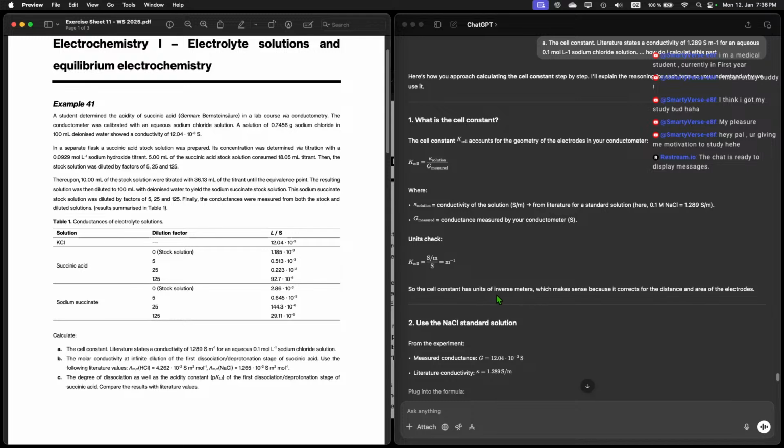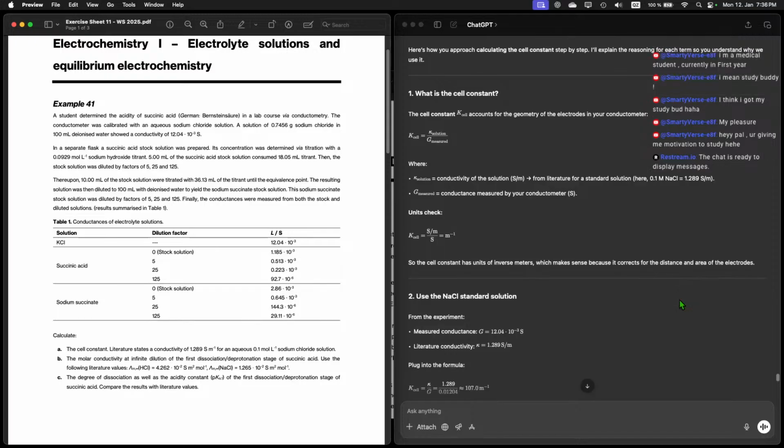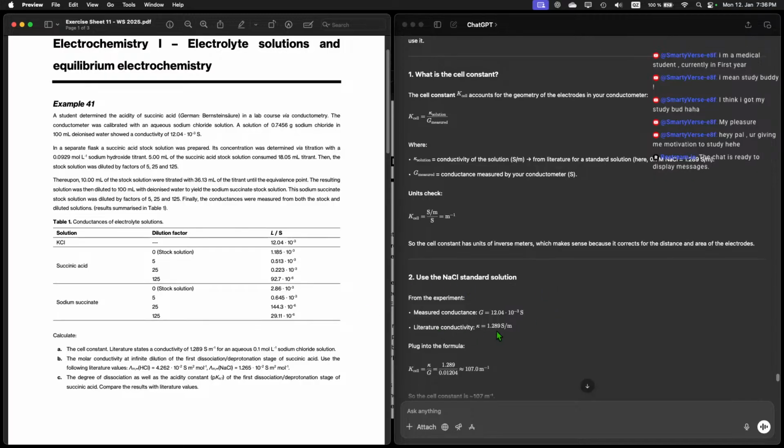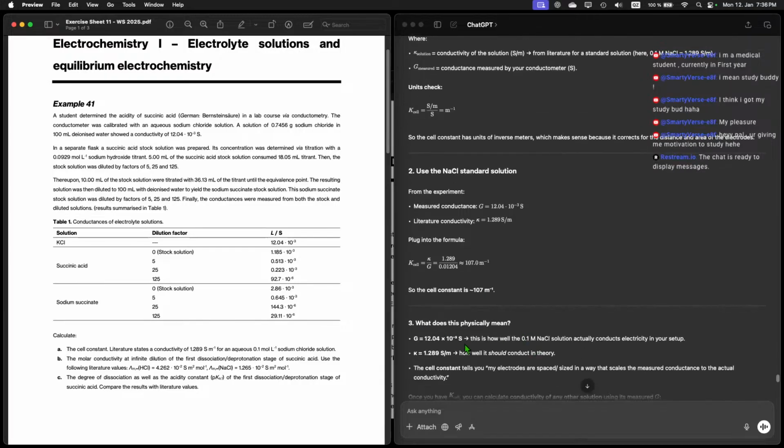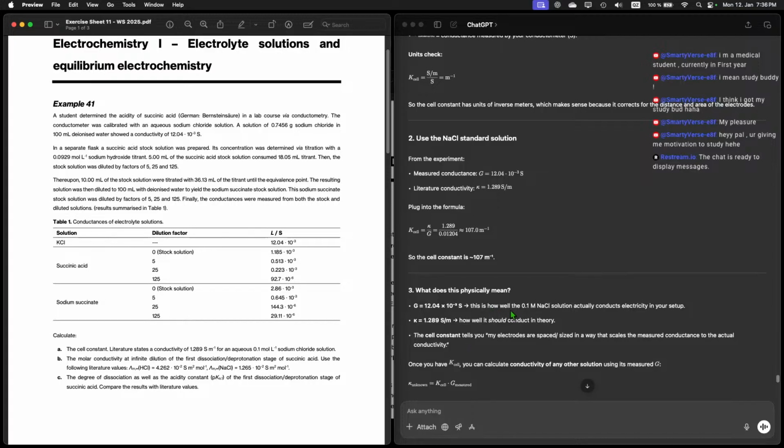So the cell constant has units of inverse meters, which makes sense because it corrects for distance and areas of electrodes. Okay. Use NaCl standard solution. From the experiment, measured G is okay. Literature conductivity. Plug into the formula. So the cell constant, what does this physically mean? G is how well 0.1 molar NaCl solutions actually conduct electricity in your setup. K is how well it should conduct in theory.